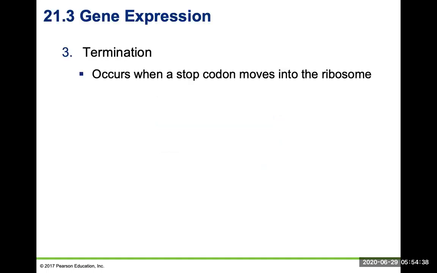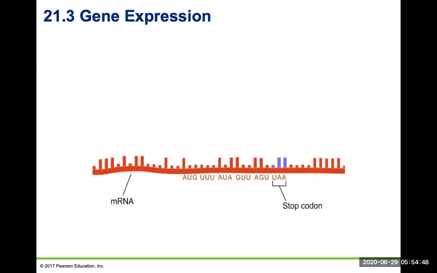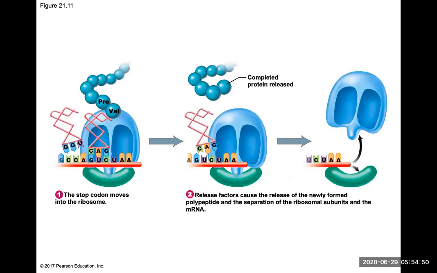Termination occurs when a stop codon moves into the ribosome. And again, this is a great video to watch because I know this is a complicated process, and watching videos on this will help. The stop codon moves into the ribosome, and then release factors cause the release of the newly formed polypeptide. You can see that's located up here. That's your protein of amino acids, and the separation of the subunits and the mRNA.